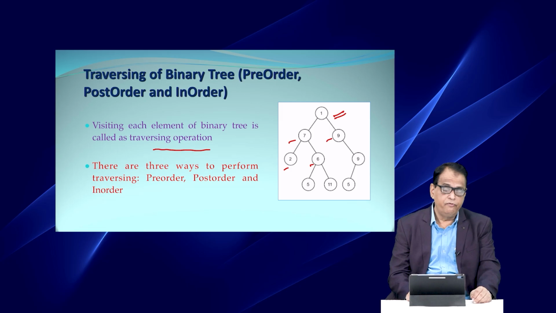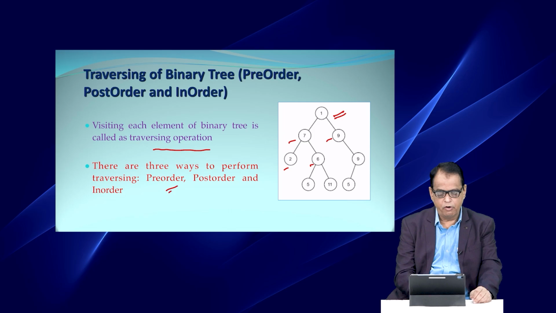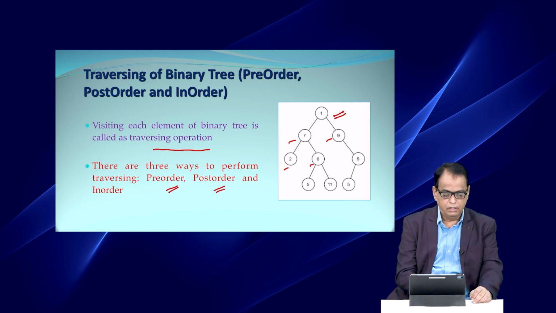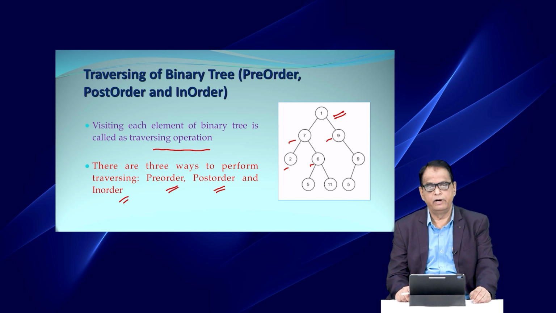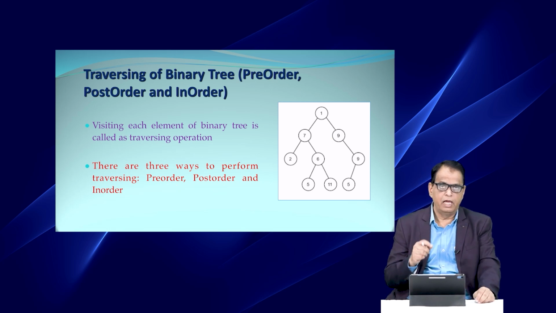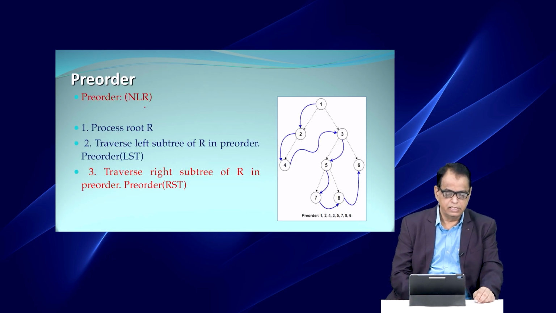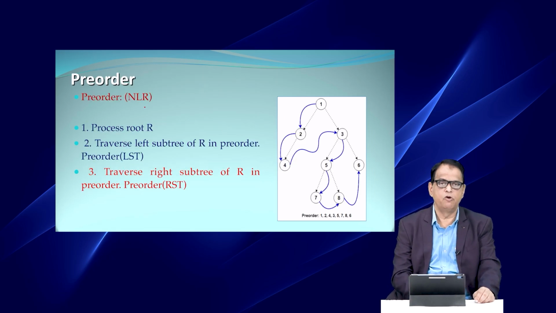So there are different ways to perform the traversing operation in tree. The first way is being called as a pre-order, the second way is being called as a post-order, and the third way is being called as a in-order. So there are three ways to perform the traversing operation, and we will check what is the algorithm in order to perform all these three different types of traversing operation. Now the first operation that we will be discussing is a pre-order traversing operation.